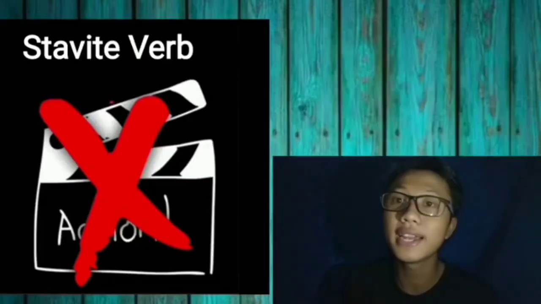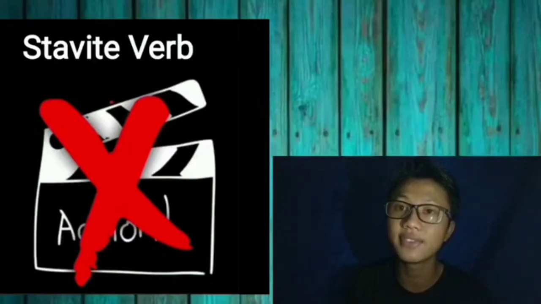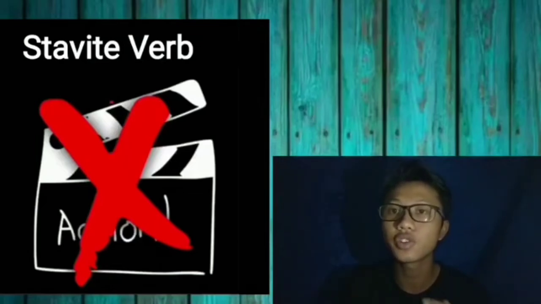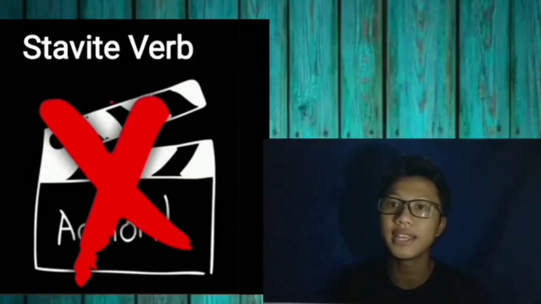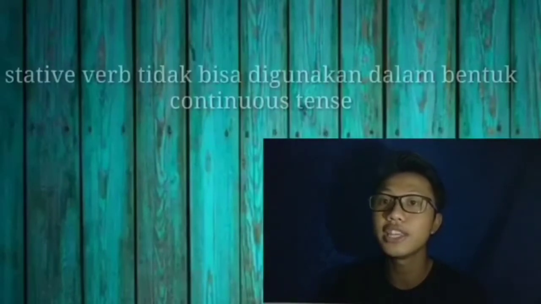Nah, itulah tadi definisi dari stative verb. Dapat kita simpulkan bahwa stative verb itu lebih ke kondisi atau situasi, lebih ke mentalnya kita. Sedangkan action verb itu lebih ke aktivitas yang dapat kita lihat. Salah satu rule dari stative verb itu sendiri ialah ia tidak bisa digunakan dalam bentuk tenses continuous.